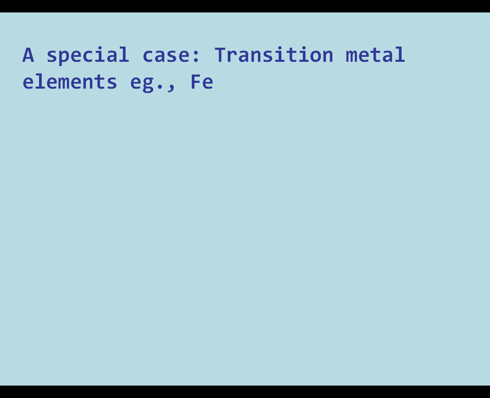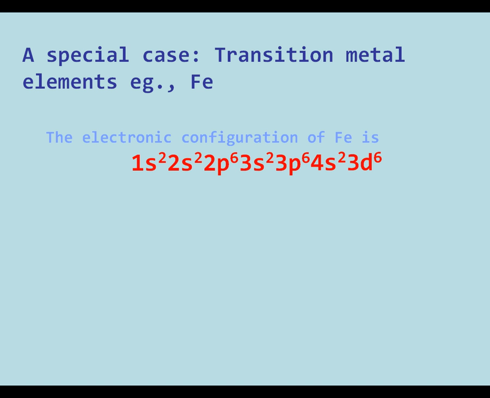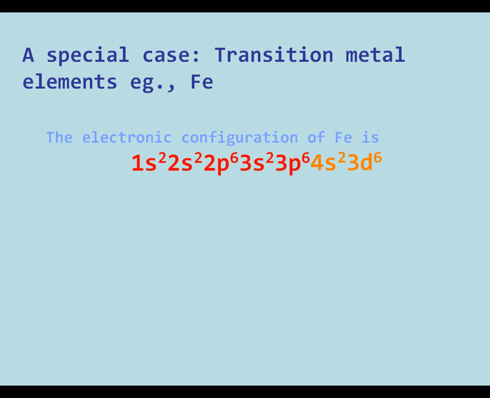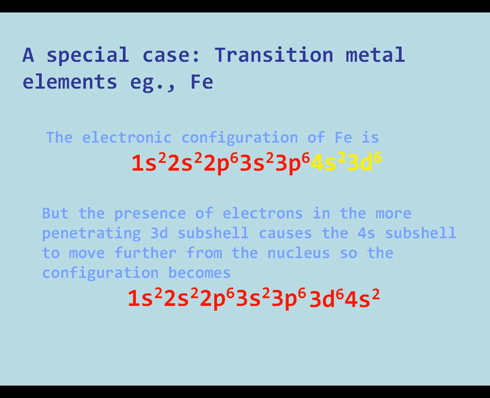Now, a special case, the transition metals. For example, if we look at iron, the transition metal ion would have a configuration of 1s2, 2s2, 2p6, 3s2, 3p6, 4s2, 3d6. It's the 26th element, so if you tally up all the electrons in there, that'll come to 26. But what we do know, though, is that the 4s subshell and the 3d subshell in atoms tend to overlap.